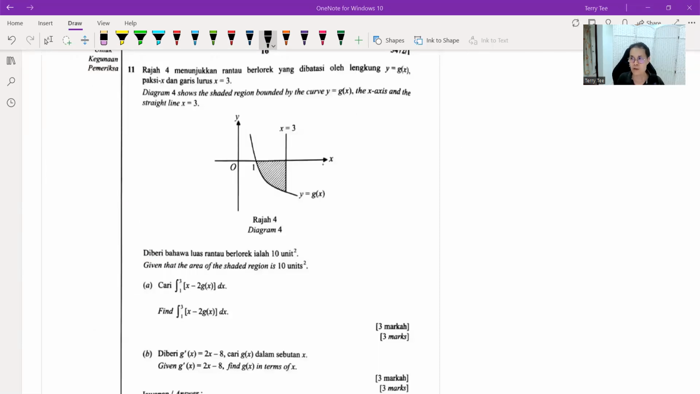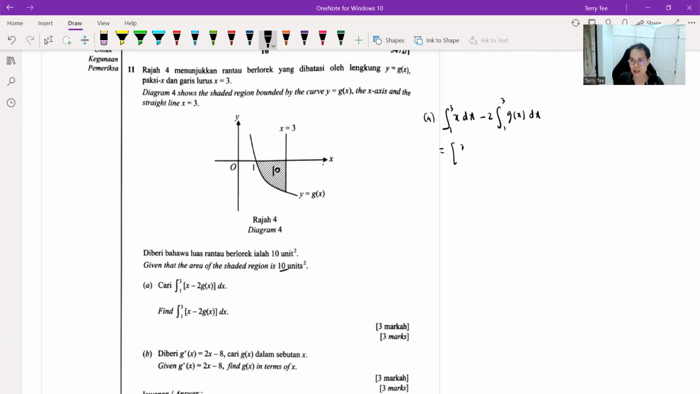Okay, question 11. This looks like a past year question I've done before. Now here the diagram shows the shaded region is 10 units. You're supposed to find the integration of this. Okay, I'm going to do it over here. You're supposed to integrate from 1 to 3 of x minus 2gx. So I'm going to separate the x and the 2gx dx. The lower limit is 1, upper limit is 3. We need to separate them because we need to integrate x, whereas for gx, we can use the result from here.